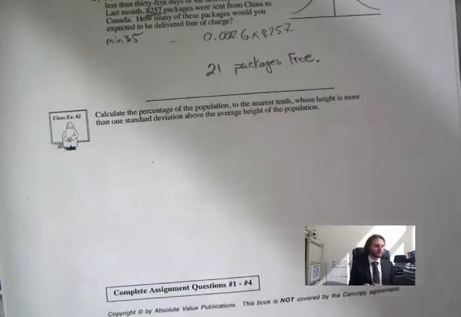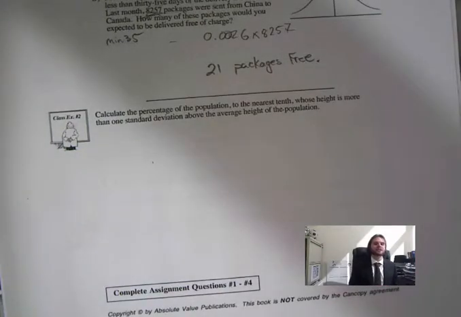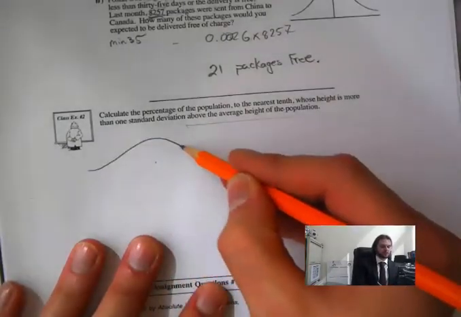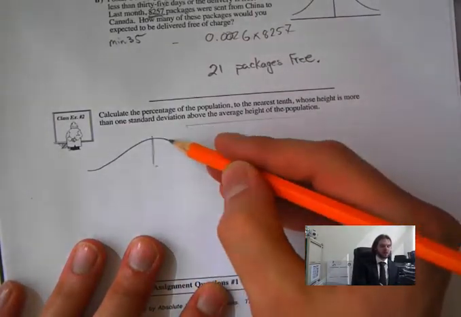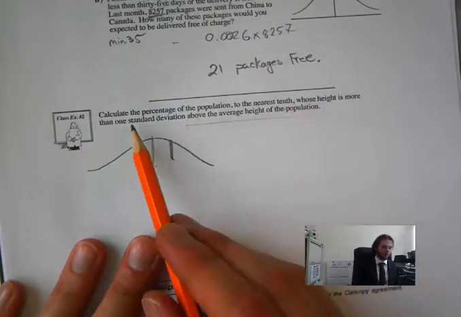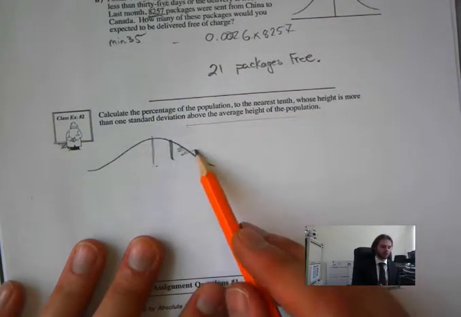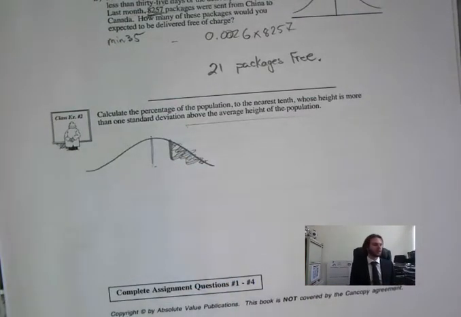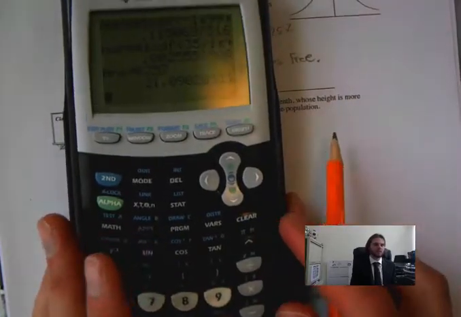Okay? Next question says, calculate the percentage of population to the nearest tenth whose height is more than 1 standard deviation above the average height of the population. So let's take a look. Here's what I mean. We want everyone whose height is more than 1 standard deviation above the average height. So 1 standard deviation. Okay?